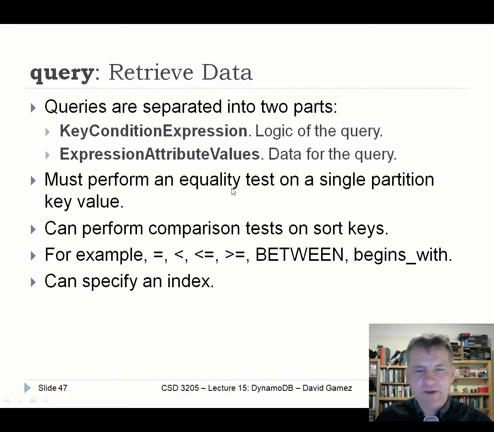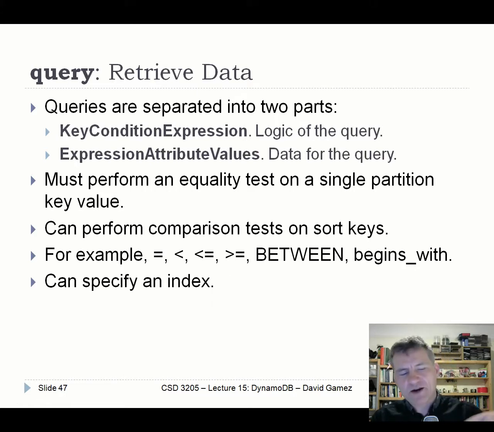And then we can perform equality tests. We might want to query all of the records that are in the last week, or all the records that have a price greater than a certain value, all this kind of stuff. So we're going to perform comparison tests on the sort keys, and the usual greater than, equal, less than, whatever.